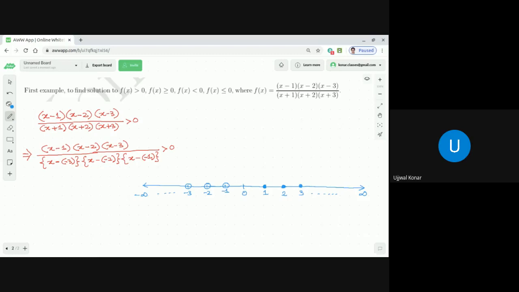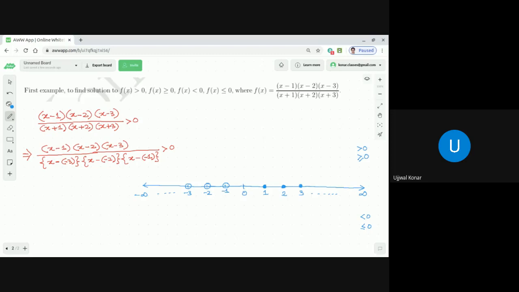Done. After that, what are we going to do, dear students? Just consider anything above the number line. Anything above the number line is always related to greater than 0 or greater than or equal to 0. And anything below the number line is related to less than 0 or less than or equal to 0.